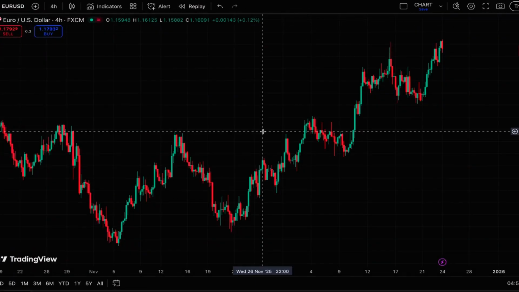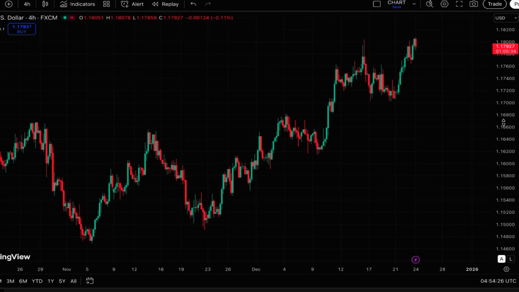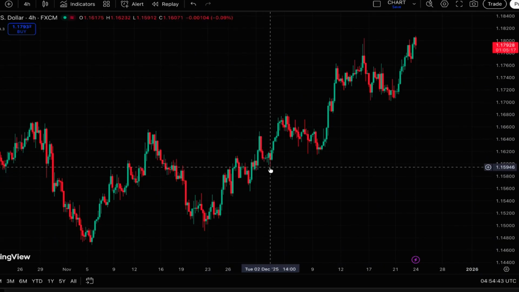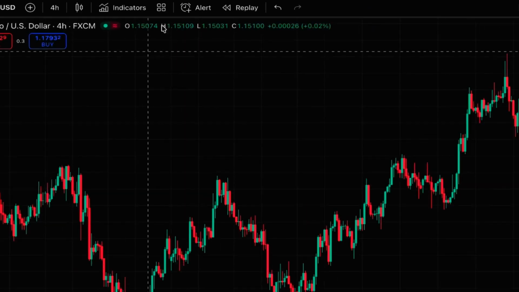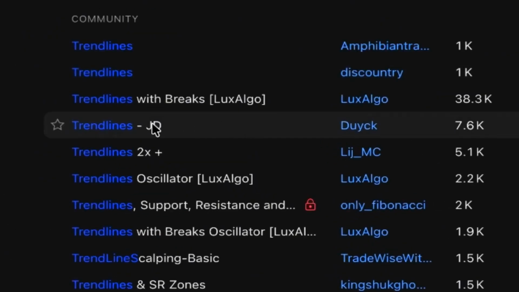Alright, now I want to introduce the third trend indicator, but before that, here I increase or decrease the scaling a little bit so the chart will be fixed and will not be contracted, because the indicator that I want to introduce will add many lines to the chart. Alright, here we click on indicators and we search trend lines. This one, Trend Lines JD, is written by someone named DUYCK.